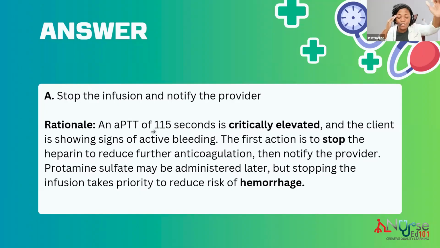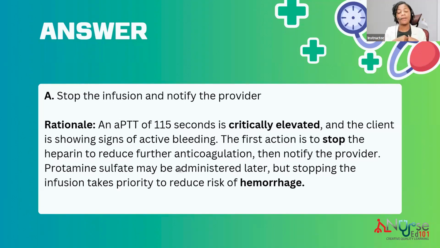So takeaway: PTT normal is 30 to 40 seconds. For someone who is on heparin, we want that doubled, 1.5 to 2 times that normal range. And always remember, as a rule of thumb, anything over 70 seconds. An APTT of 70 seconds or higher definitely puts our patient more at risk of bleeding, especially spontaneous bleeding.